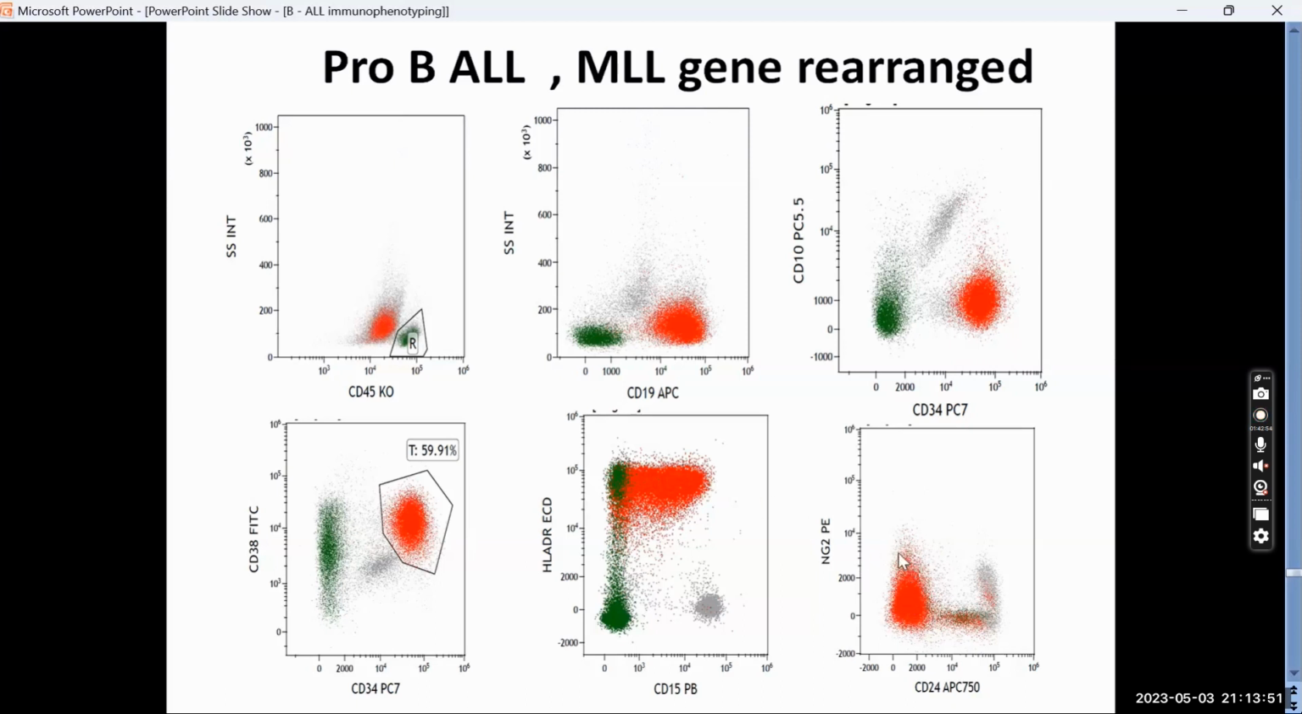One more supporting evidence is that some markers can predict the cytogenetics. I told you about TSLPR or CRLF2 for Ph-like B-ALL. NG2 positivity is more likely seen in MLL or KMT2A. So this is a typical case of pro B-ALL. Pro B-ALL is B-ALL with CD10 negativity. It should be CD19 positive, CD79a or CD22 positive, and CD10 typically negative. And when pro B-ALL expresses CD15 and or NG2, it is more likely KMT2A rearranged.